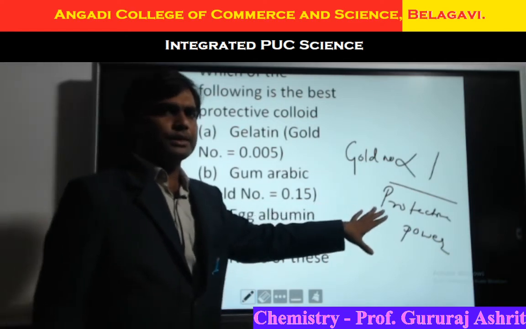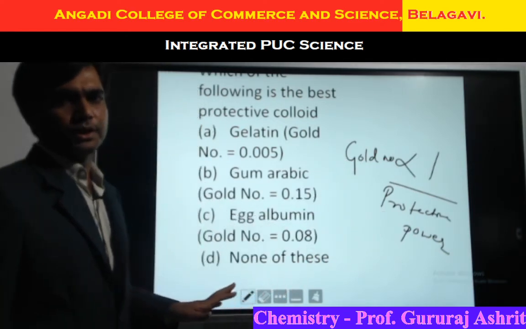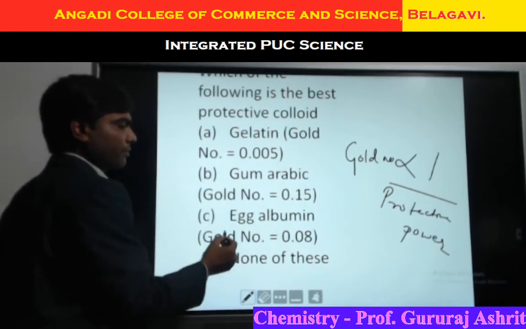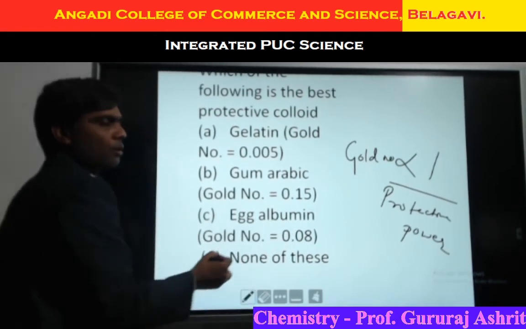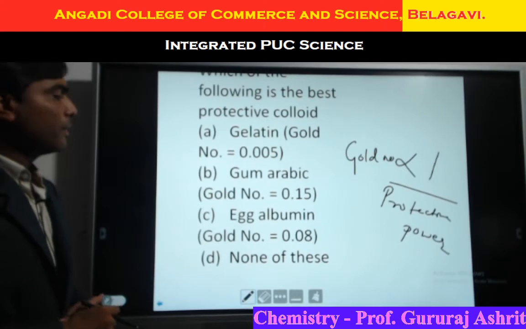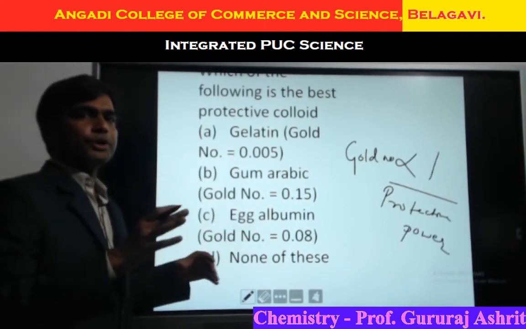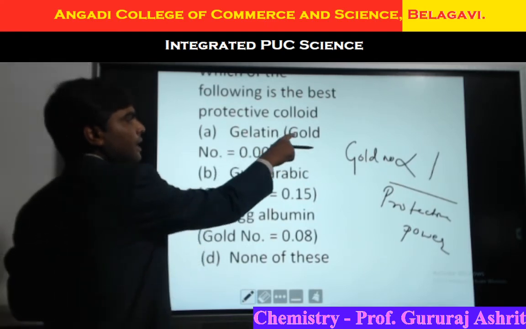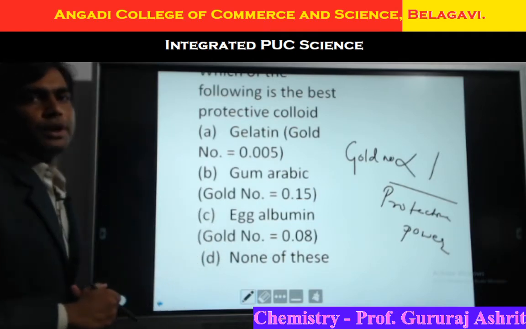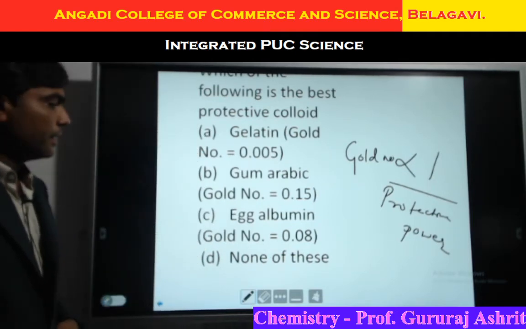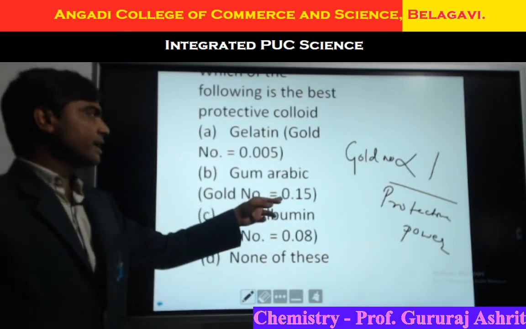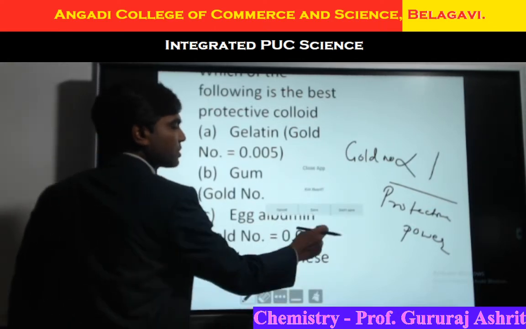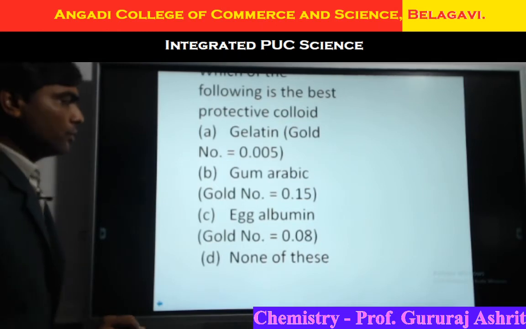If you remember this, then whatever questions he gives, you can easily find the answer. So these are the techniques. Chapter is easy, concept is easy, techniques are also easy. Okay. So here he has given gelatin 0.005, gum arabic 0.15, egg albumin 0.08. None of these options is unsuitable because all 3 are protective colloids. And when you see the 3 values, which has the least value, that is gelatin with the value 0.005. Hence, it is the best protective colloid. The least protective colloid is 0.15, that is gum arabic. And you remember some other gold numbers also, like starch 25. These points also you should remember.